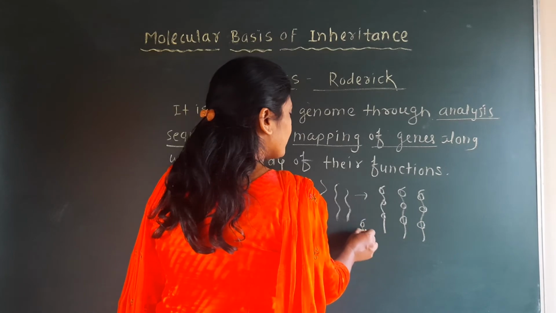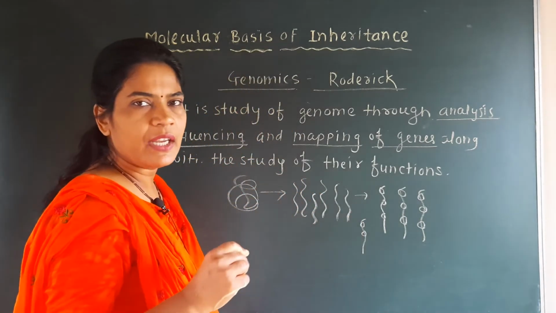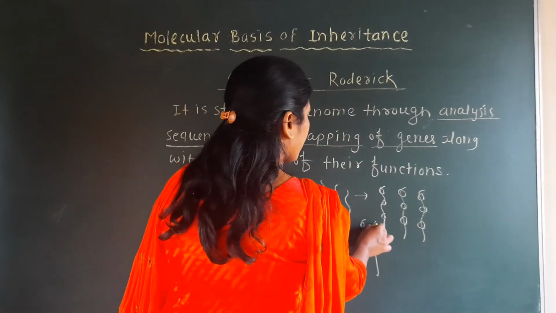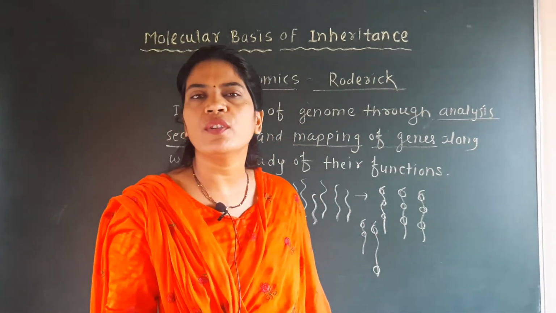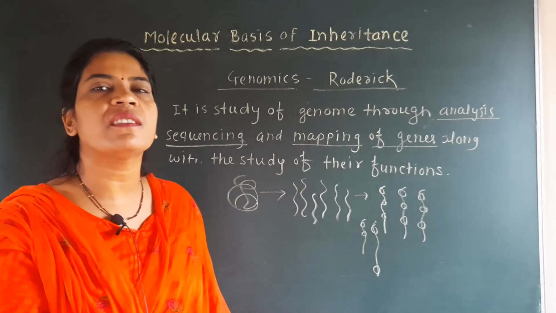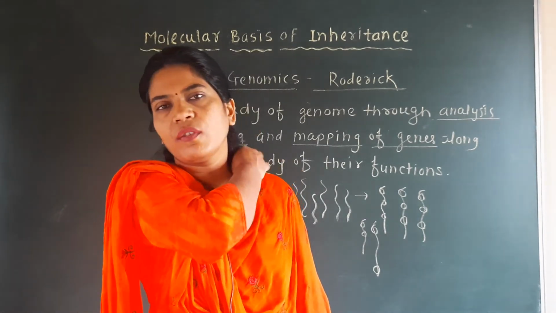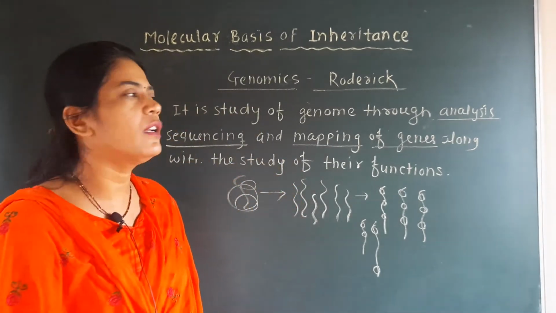Sometimes the two genes are very close on the DNA fragment, sometimes the two genes are far away from each other on the fragment. So what is the distance between the two genes? That is called the mapping of the genes carried out in the genome.